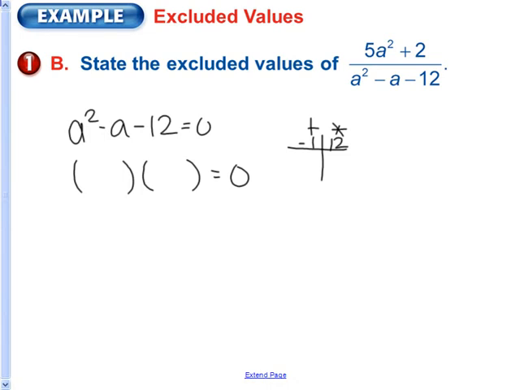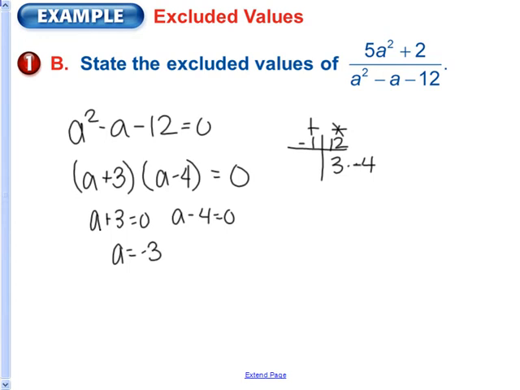And hopefully we figured out 3 times 4. One of them has to be negative, and we'd make the 4 negative. So we do a plus 3, a minus 4. And then we take each one separately, equal to 0. And so the first one, a is negative 3. The second one, a is positive 4. So the excluded values are negative 3 and positive 4.